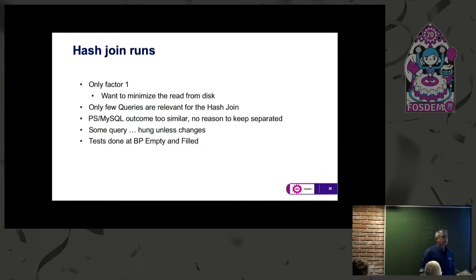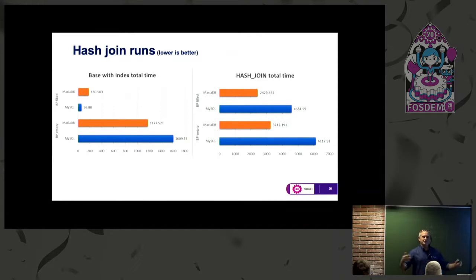Now, the hash join run, I did only with factor 1 because I want everything in the buffer pool. Again, I try to minimize the disk. Only a few queries are relevant, the ones that have very significant hash joins. I also didn't keep Percona and MySQL separated, as they use the same algorithm. Interestingly, some queries hung unless a few changes were made. The tests were done with the buffer pool empty and then redone with the buffer pool filled, because you will see what happened.